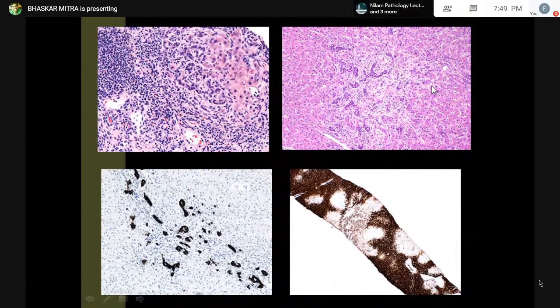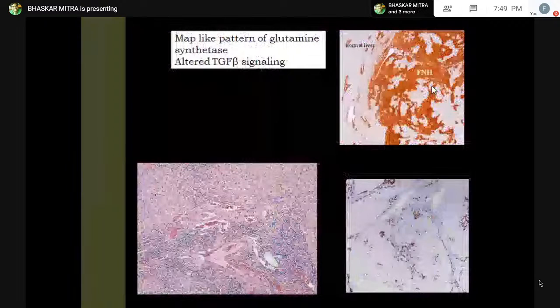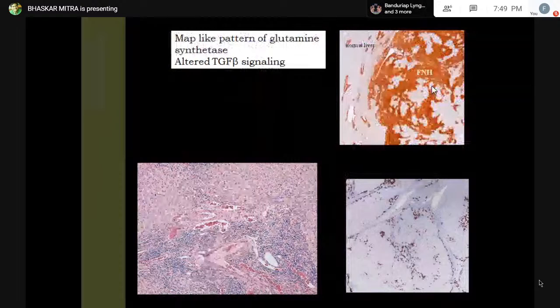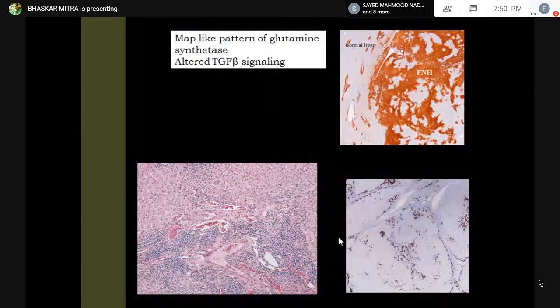Now, coming to the immunohistochemistry of focal nodular hyperplasia, if we stain it with glutamine synthetase, it shows a map-like pattern. In the perivenular areas, they show absence of glutamine synthetase, but in the periphery there is positive staining. At the same time, the normal liver tissue doesn't show the glutamine synthetase expression. This shows the CK7 expression on the different small bile ductules around these liver nodules.